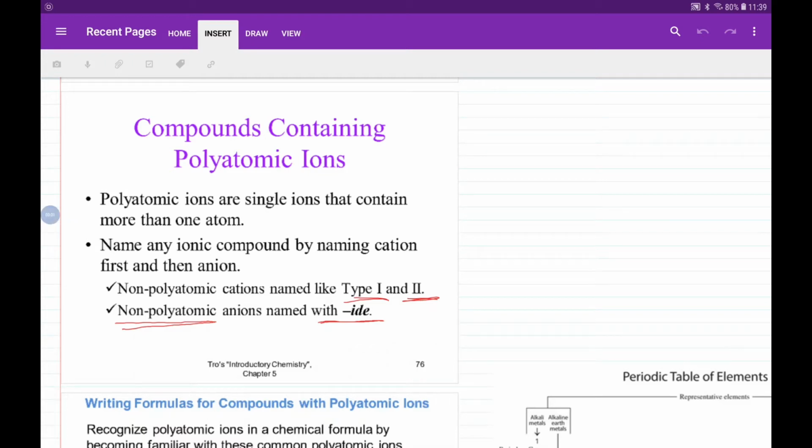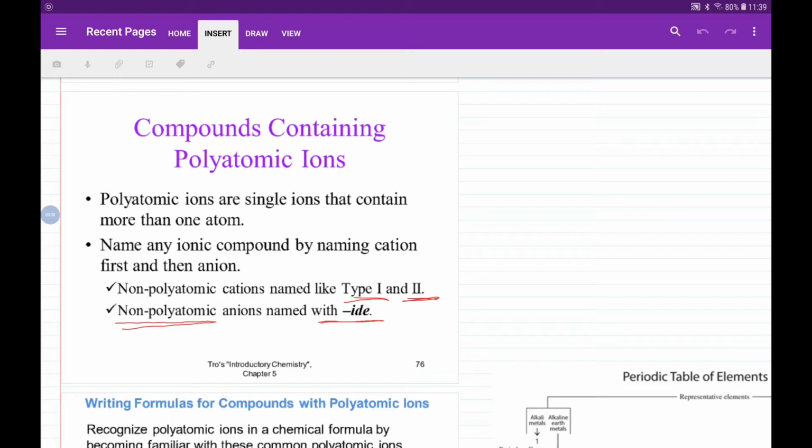Hello class, in the last video we learned how to name ionic compounds, but those ionic compounds contained only monoatomic ions, and we classified them into type 1 or type 2 based on the cation, whether the charge is a single charge or a multiple charge. Today, in this video, we're going to learn about naming ionic compounds that contain polyatomic ions and not monoatomic ions.